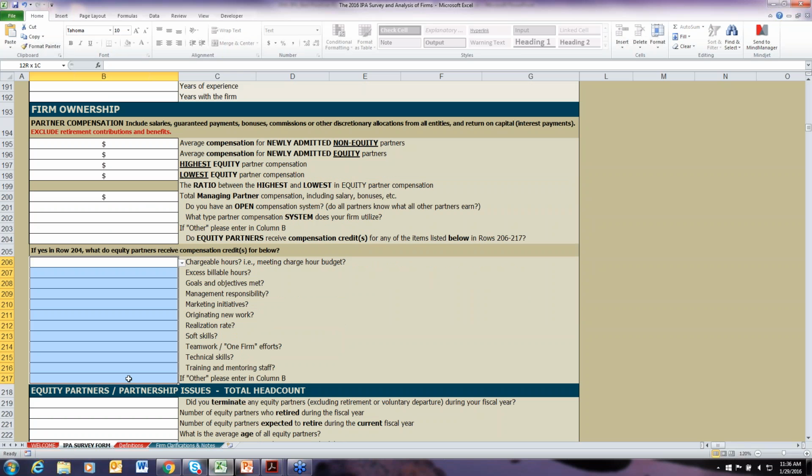Section 206 to 217, this section helps identify the components of the partner compensation formula used in your firm. Take a look at this section, and if the answer is yes to any of these items that are included in the formula, be sure to say yes in row 204, and then tell us which one of these areas in row 206 to 217 are included in your partner compensation formula. If the partners get credit for any of the behaviors or activities on this list.